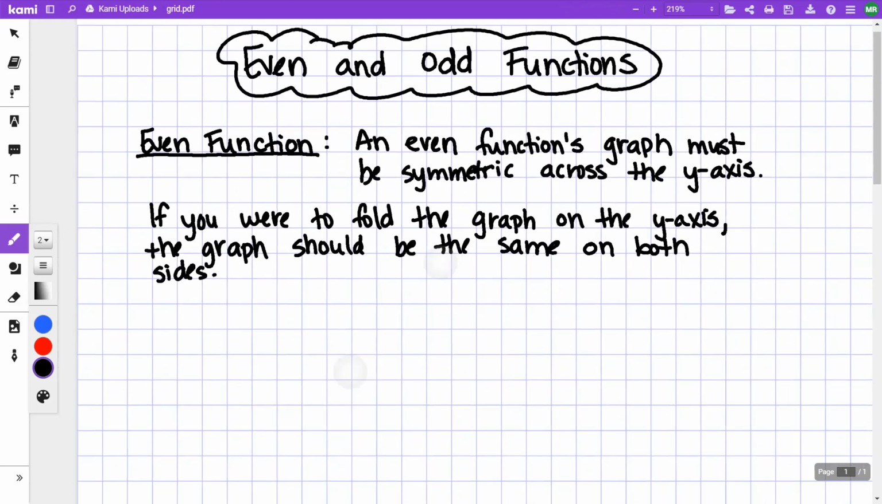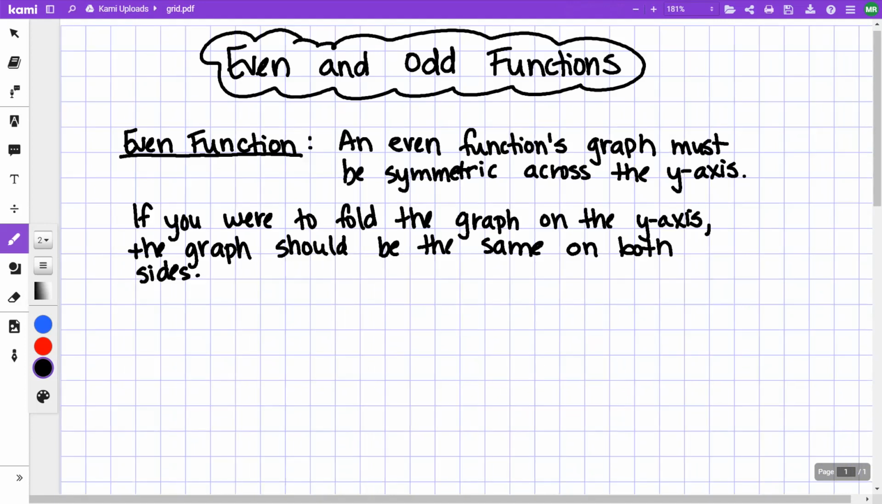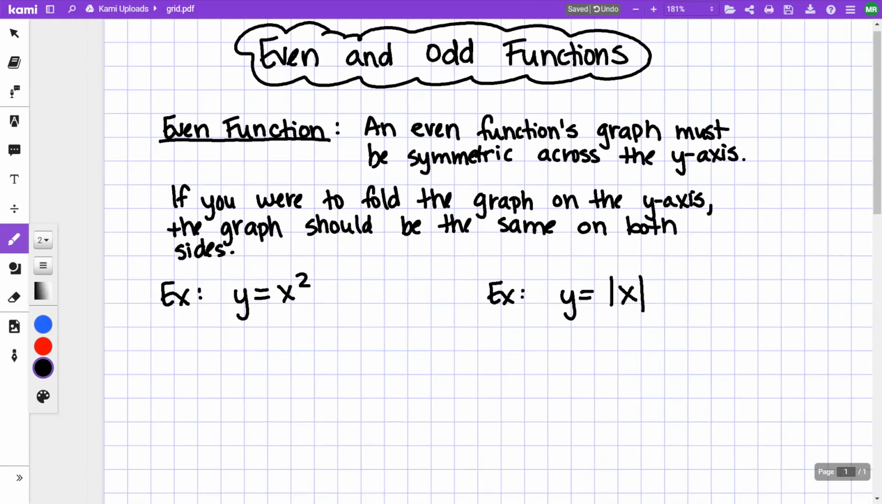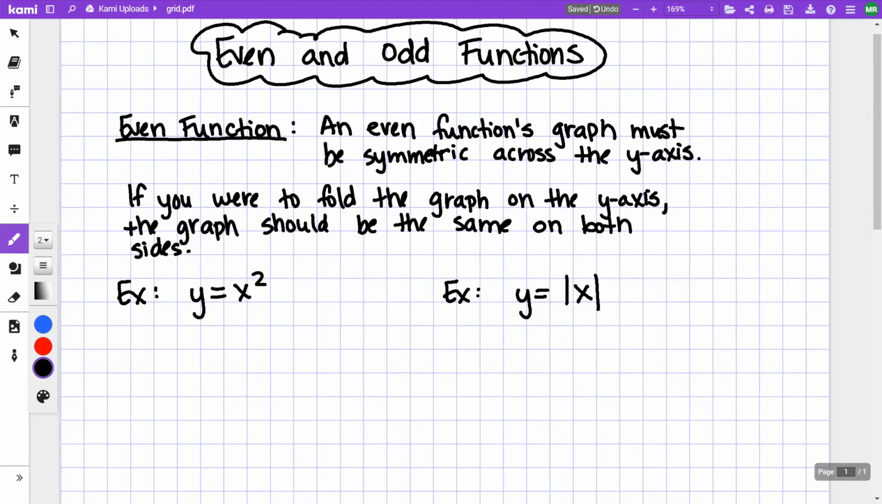So two examples that I'm going to draw are y equals x squared, a parabola, and y equals the absolute value of x. Both of these would be examples of even functions. Let me just draw both of them.